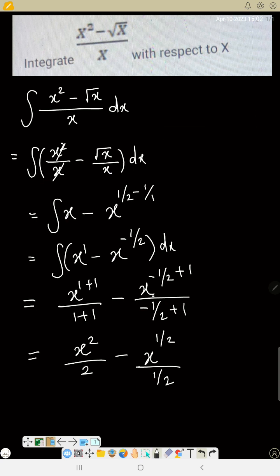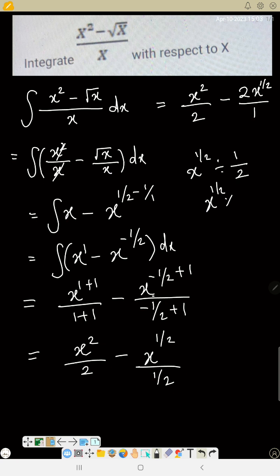Now, this is the same thing as s² over 2 minus 2 s raised to power half over 1. So these two here will go up. Why? Because this is like saying divided by, let me show that part. If you have s raised to power half divided by 1 over 2, anytime division changes to times, then the 2 will go up, 1 will come down. So that is 2 s raised to power half.